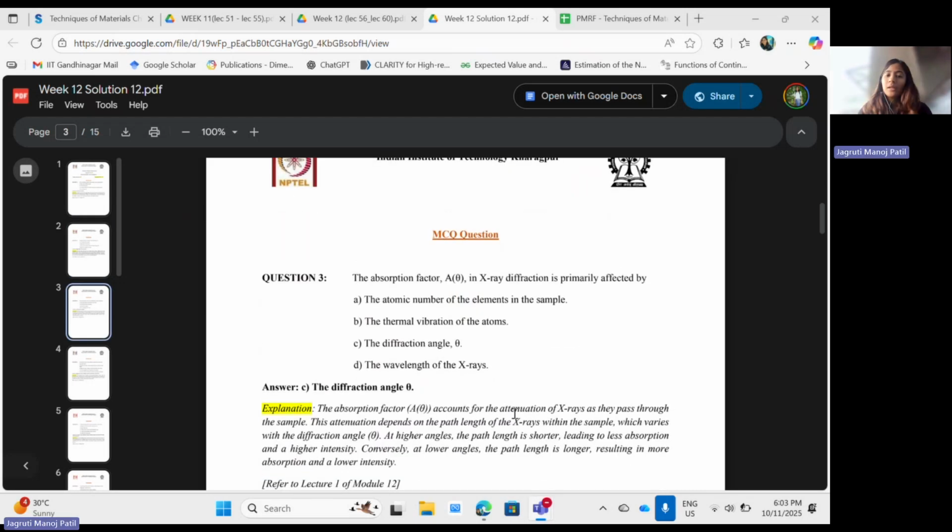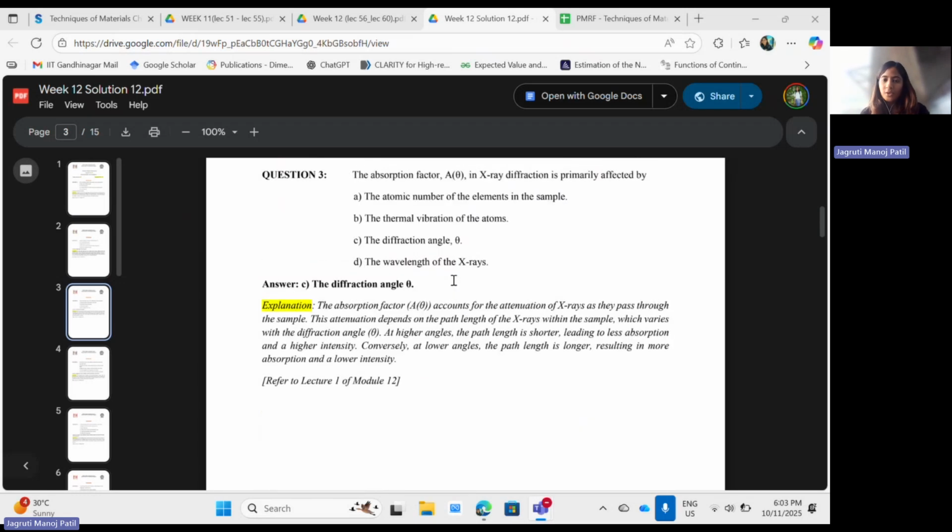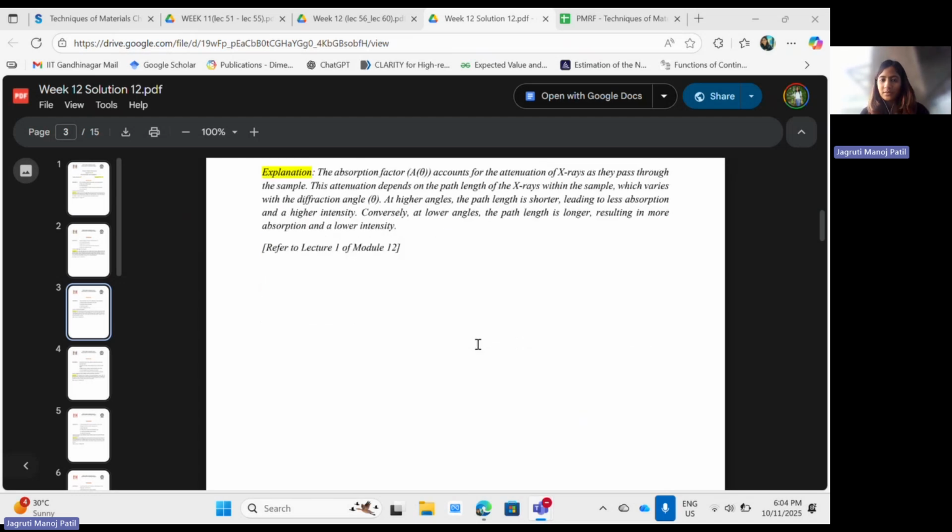The absorption factor A of theta in X-ray diffraction is primarily affected by what? That's affected by the diffraction angle theta itself. So that's obvious. The angle that you look at, where the absorption occurs at that one Bragg angle, will account for the attenuation of the X-rays as they pass through the sample. This will occur based on the thickness of your specimen and the diffraction angle at which it is passing through. The thicker the material, the higher the absorption, and the lesser the diffraction. It also depends on the path length that is being propagated, which will eventually depend on your sample thickness.